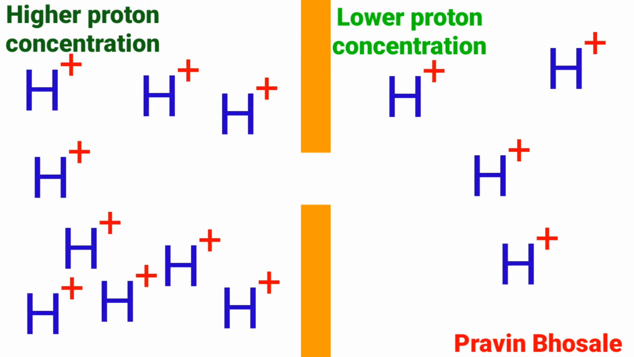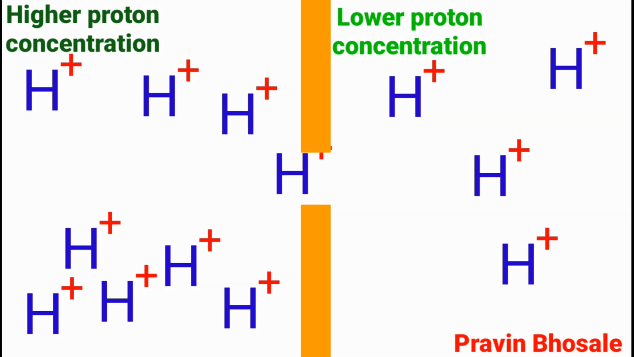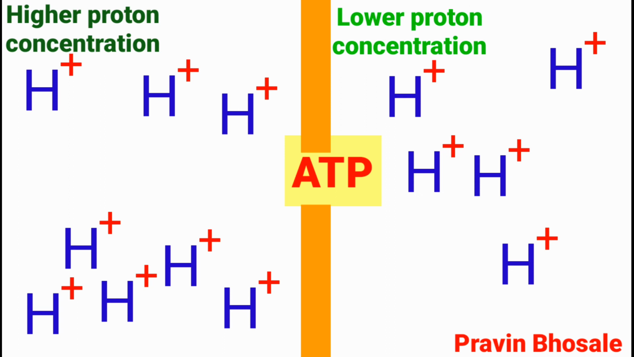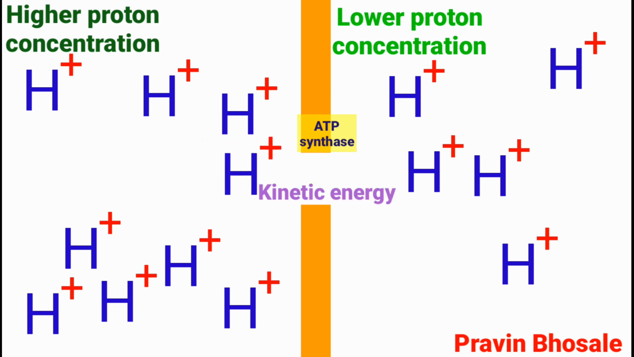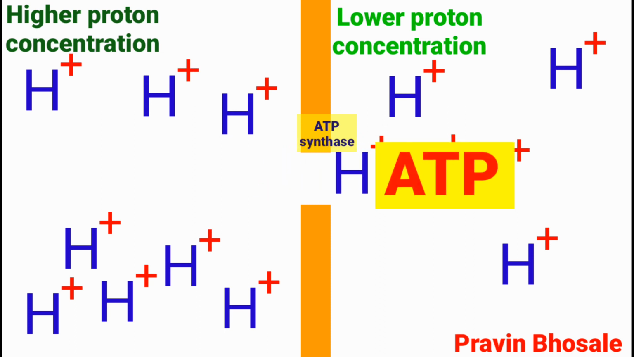This electrochemical concentration gradient of proton across a membrane is harnessed to make ATP. ATP synthase is the enzyme that makes ATP by chemiosmosis. It allows proton to pass through the membrane using the kinetic energy to phosphorylate ADP, making ATP.